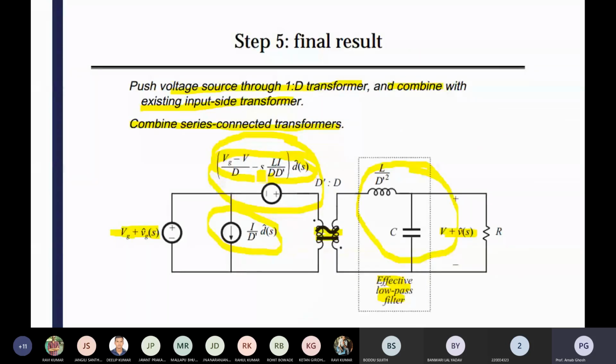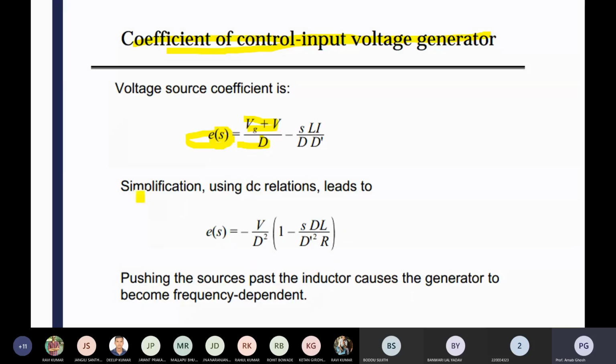If the standard thing is there, it is ES D cap S. So what is your ES? Vg minus V whole divided by D minus S Li by D dash. Okay, it was JS DS. What is the value of JS? Now, simplification using DC realization. What is the value of ES? You are just simplifying that value.